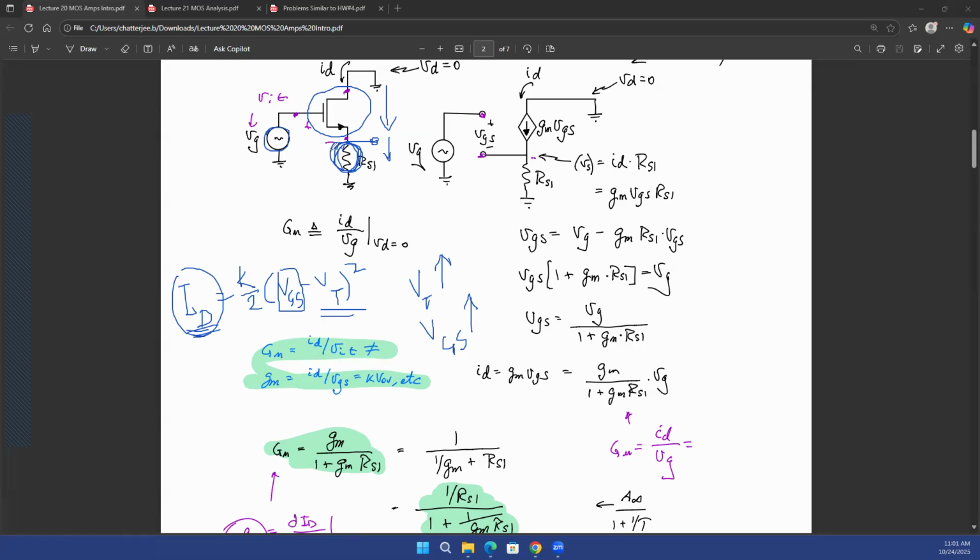So the need for this source resistance comes because you need biasing. And if you can bias it with a fixed amount of current, it's always better because you know that your current is going to be fixed all the time.